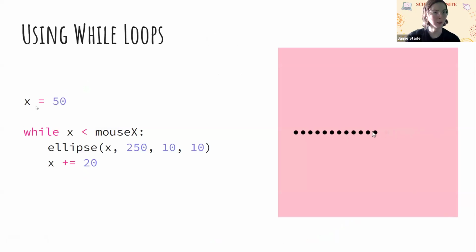All right, here's another example. Here we're drawing a certain number of ellipses. We don't know how many ellipses we need to draw, so we're making it based on our mouse X position. We say while X is less than mouse X, we draw an ellipse at a certain X position and increment X by 20. We do that until X becomes greater than mouse X, so the circles will not continue past wherever our mouse is.